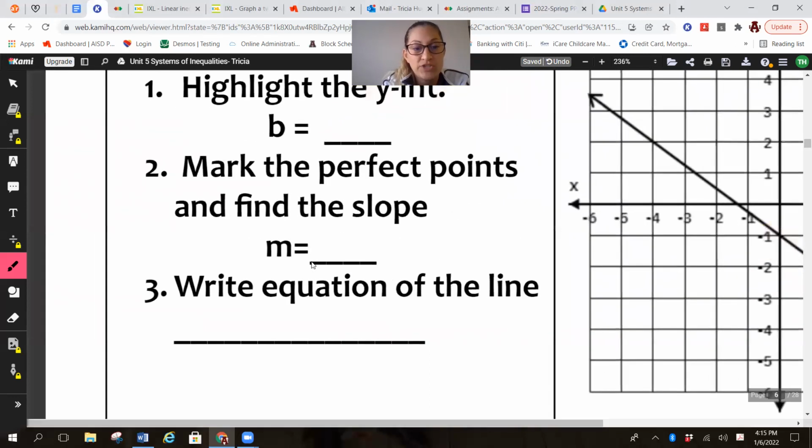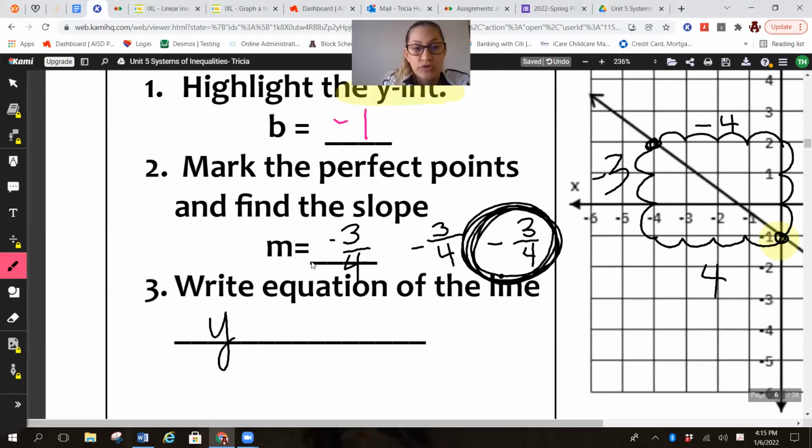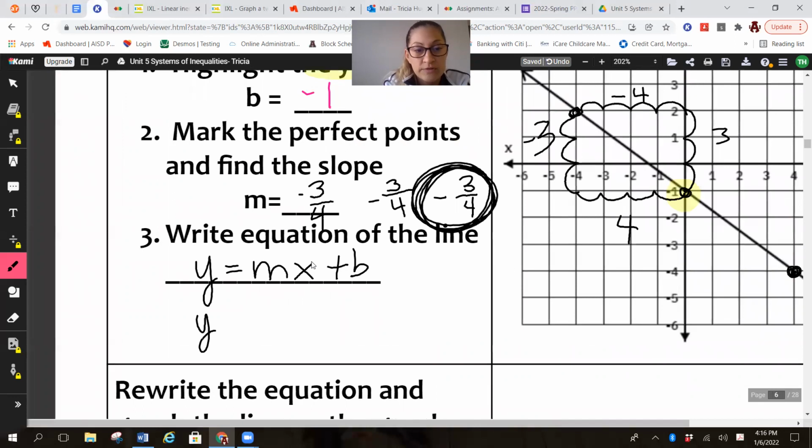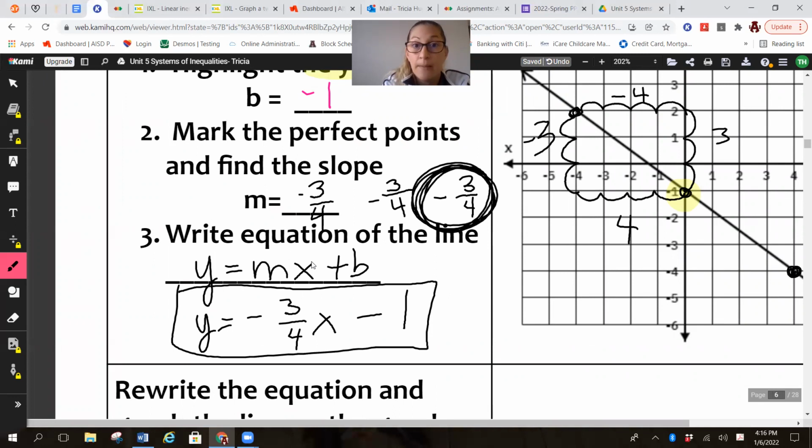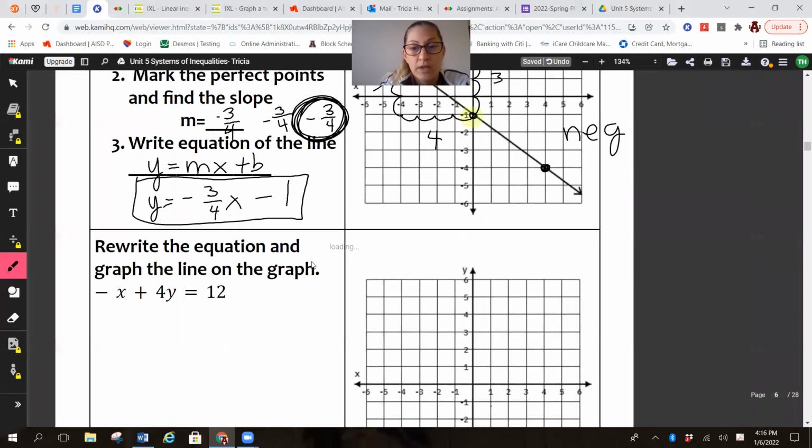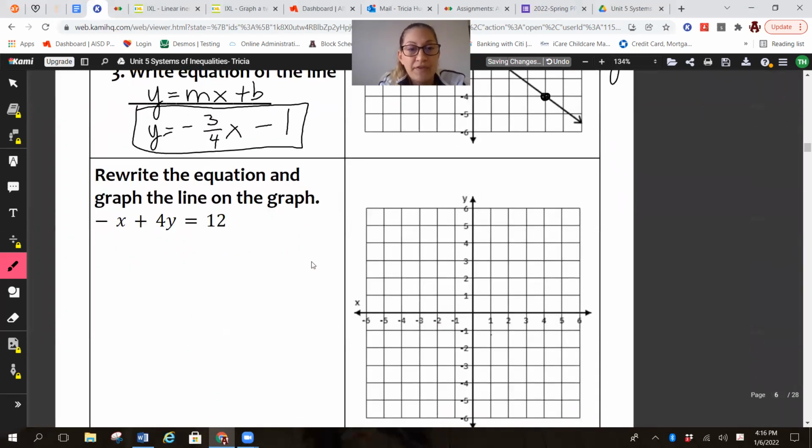Now, to write the equation, I combine those 2 answers. y equals, the slope comes first, mx plus b. So y equals, m is -3 over 4 with an x, and then your b is -1, so -1. Here is our b. Okay, rewrite the equation and graph the line on the graph.